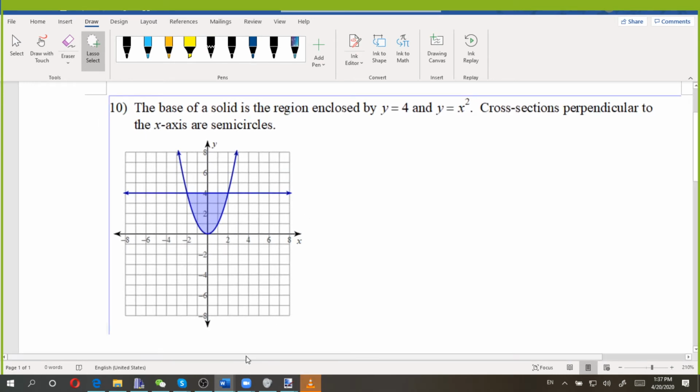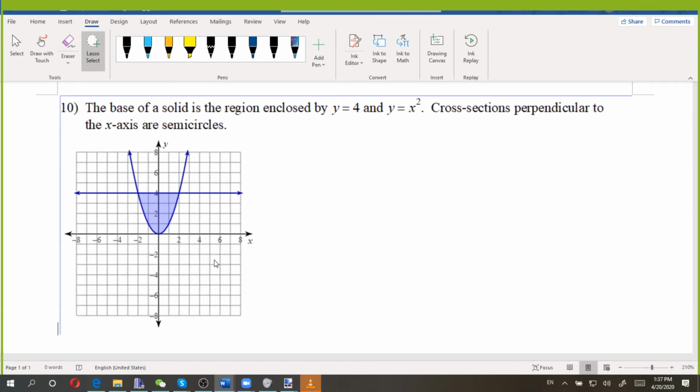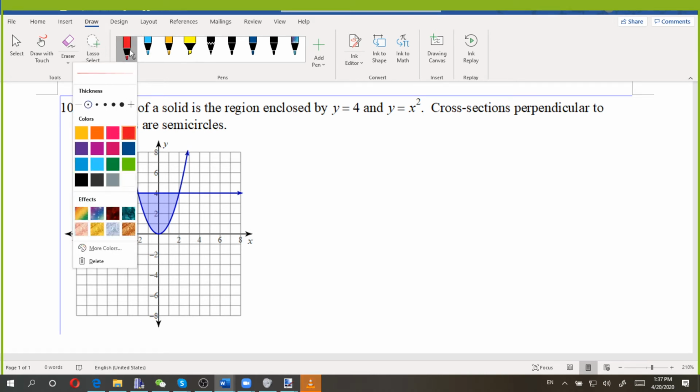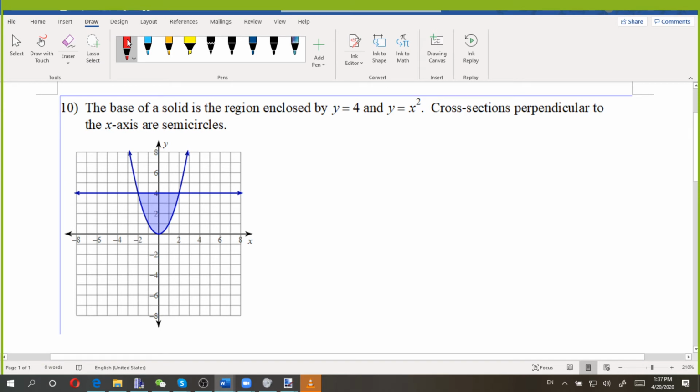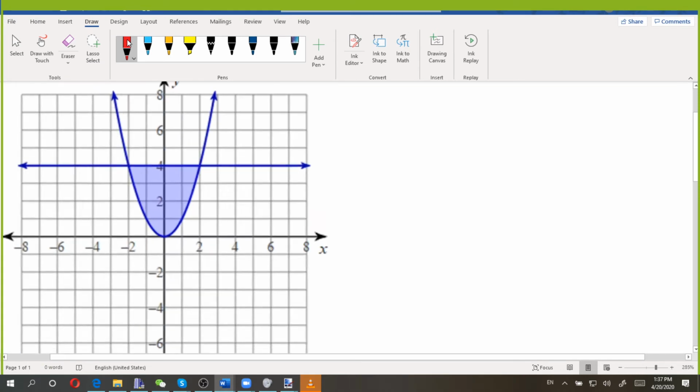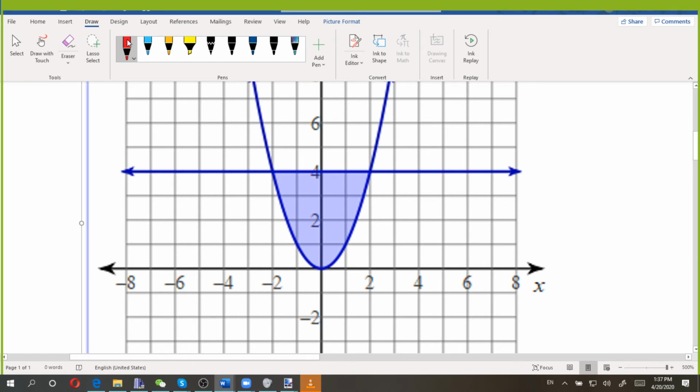So slightly trickier. So I'm not just going to the x-axis anymore. The base of our solid is enclosed by y equals 4 and y equals x squared. So I'm going to write that really quick and possibly color code this. So here in red, I've got y equals 4.